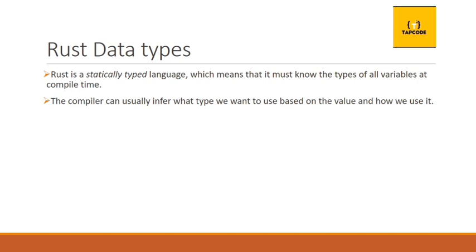Rust data types. Rust is a statically typed language, which means that it must know the types of all variables at compile time. While on this journey, we will see the data types we have, and why it must know the type of a variable at compile time. The compiler can usually infer what type we want to use based on the value and how we use it. So when you are giving a variable a form, you should know how you want to use it. That is what we are going to be doing an exposition on in this aspect.